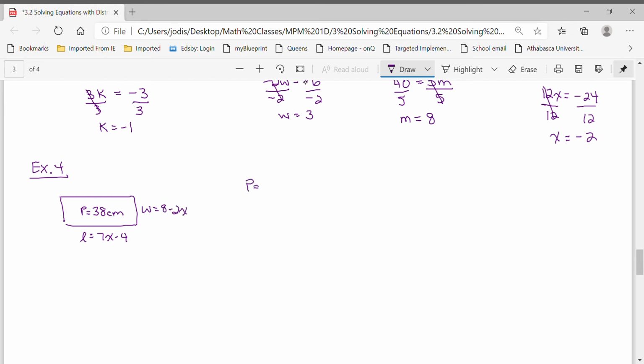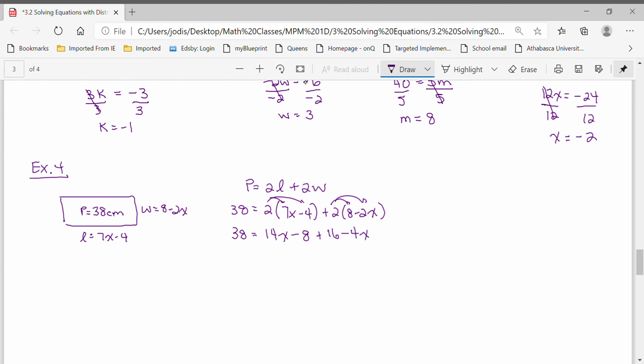I know that my formula for perimeter is P equals 2 times the length plus 2 times the width. They told me that my perimeter was 38, and I know my length is 7x minus 4, and my width is 8 minus 2x. So now we're just going to treat this like a regular equation. We're going to distribute first. 2 times 7x is 14x, and then 2 times -4 is -8, and then distribute here, plus 2 times 8 is 16, and then 2 times -2x is -4x.